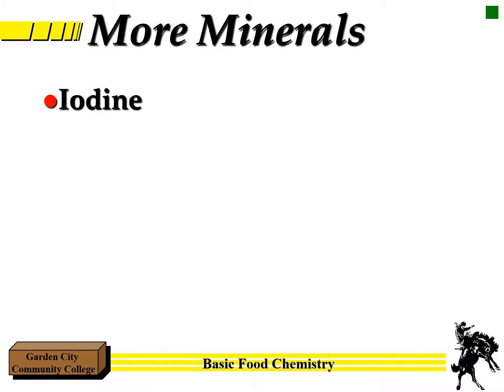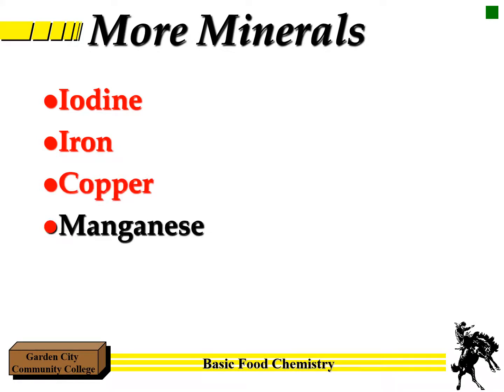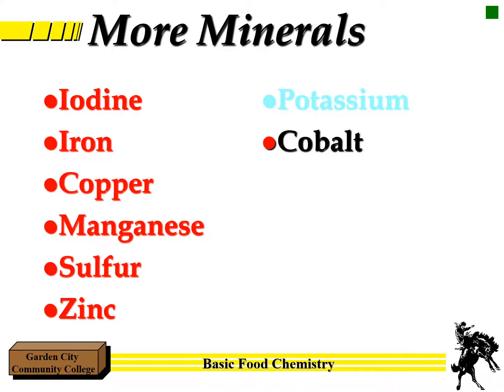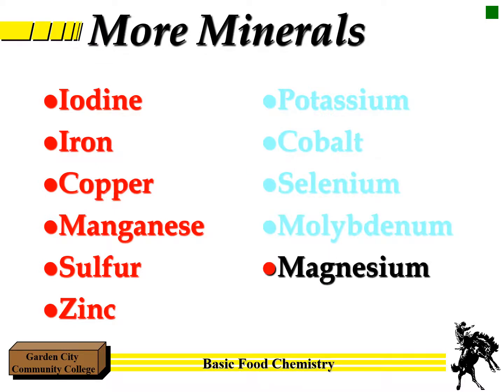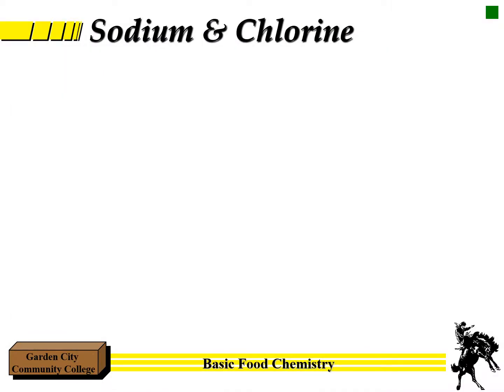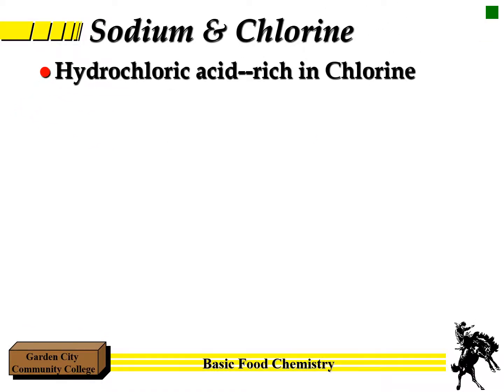Then of course you've got your other minerals we talked about. We'll talk about a few of these: iodine, iron, copper, manganese, sulfur, zinc, potassium, cobalt, selenium, molybdenum, magnesium. So first we'll talk about sodium and chlorine together, which we think of, obviously, as salt, normally what we're going to find in human and animal rations.